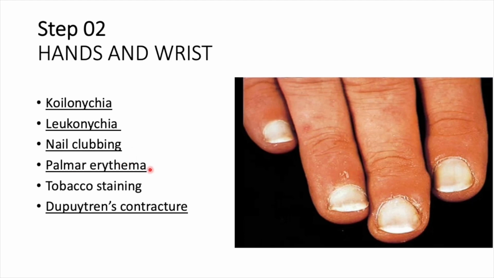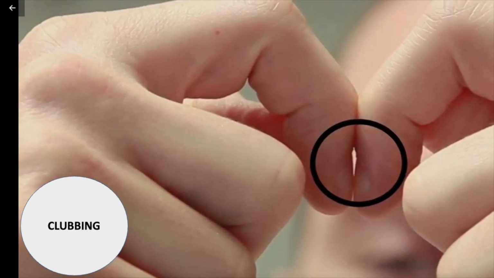Look for palmar erythema, which is seen in hyperestrogenism of cirrhosis. Look for tobacco staining and Dupuytren's contracture. So clubbing should be looked for. Examine the hands tangentially and then look for the Schamroth window test. Obliteration of this diamond-shaped space is seen in clubbing.